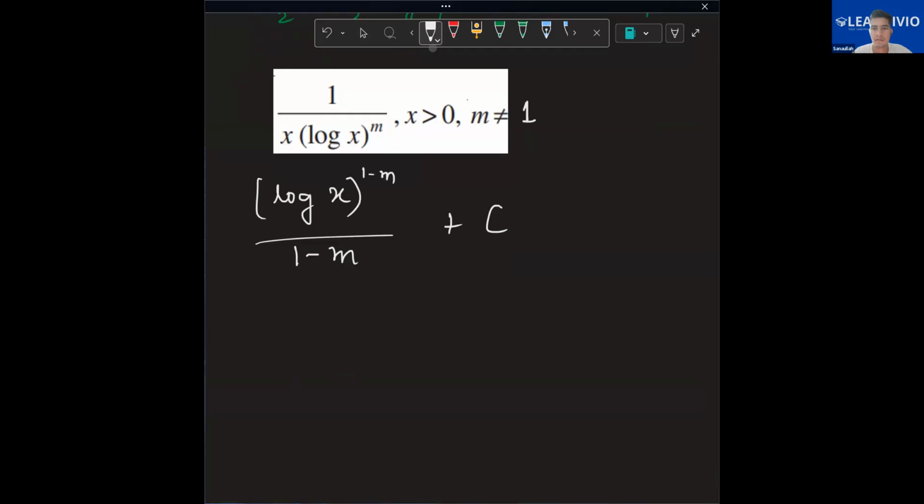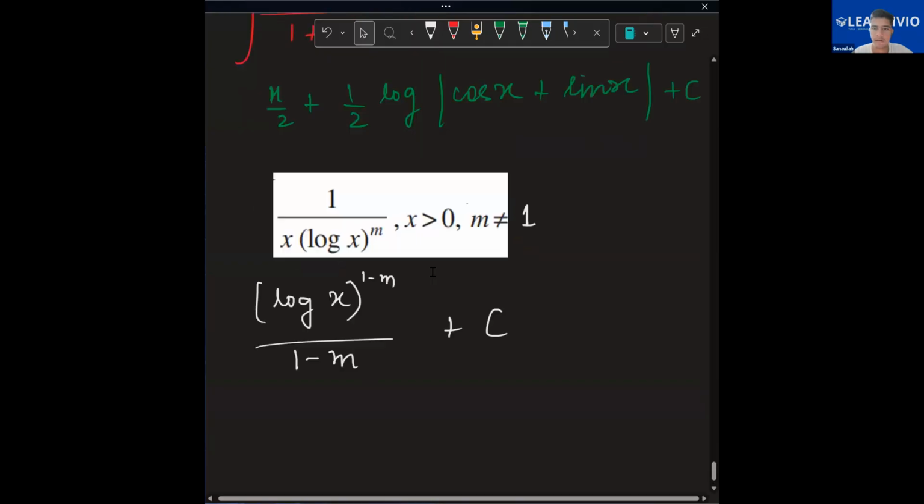t is equal to log x. Then dt is equal to 1 by x dx. From there 1 by x is here and dx goes away with it, and this is going to be 1 upon t to the m. In the numerator you will have t power minus m, then the formula for x to the n will apply, right? Yes, sir.